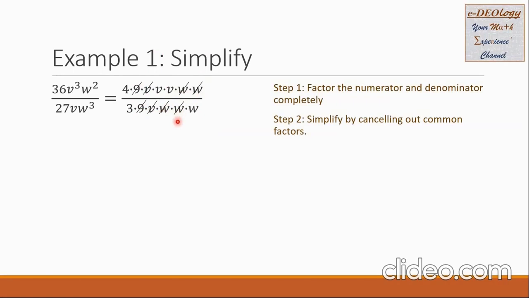So after cancelling all the common factors, we will collect the remaining terms. So in the numerator, we copy number 4. And for the variable v, there are 2 v's here, so I put here v squared. In the denominator now, I copy number 3. And also the w. So this is now our answer.